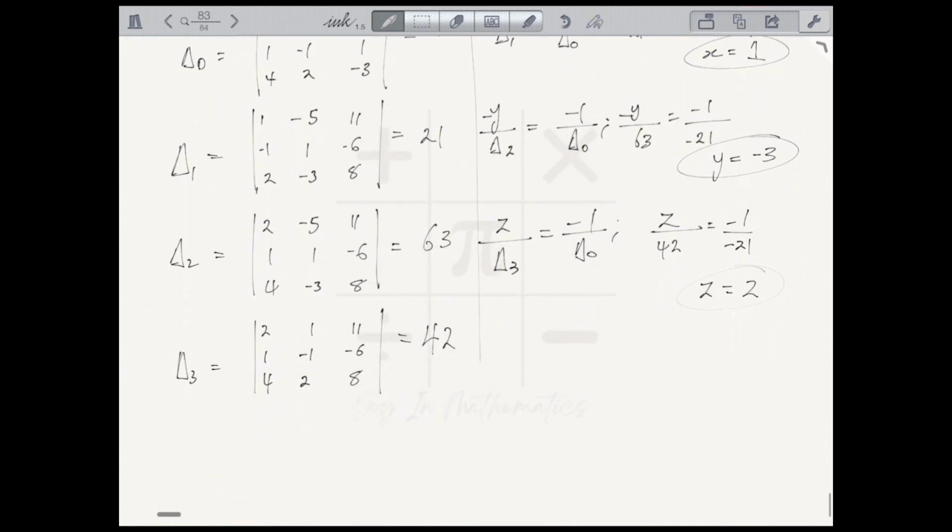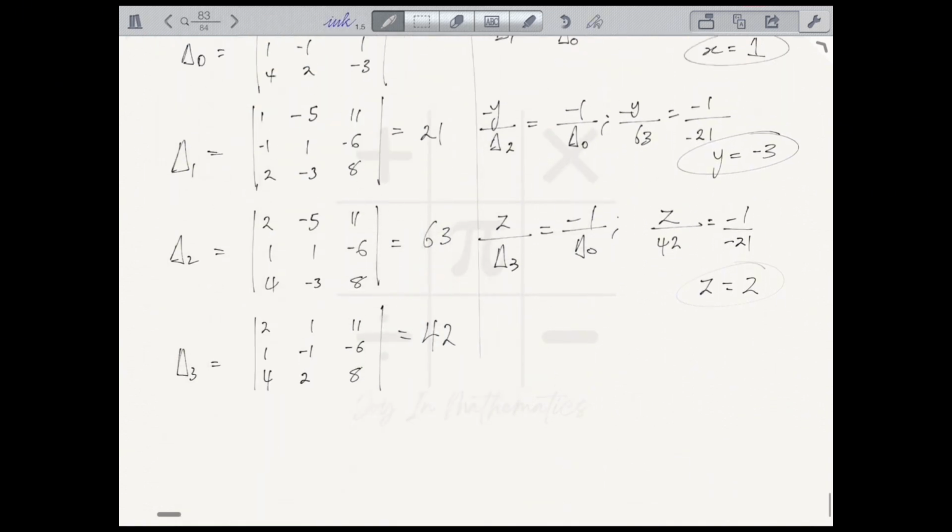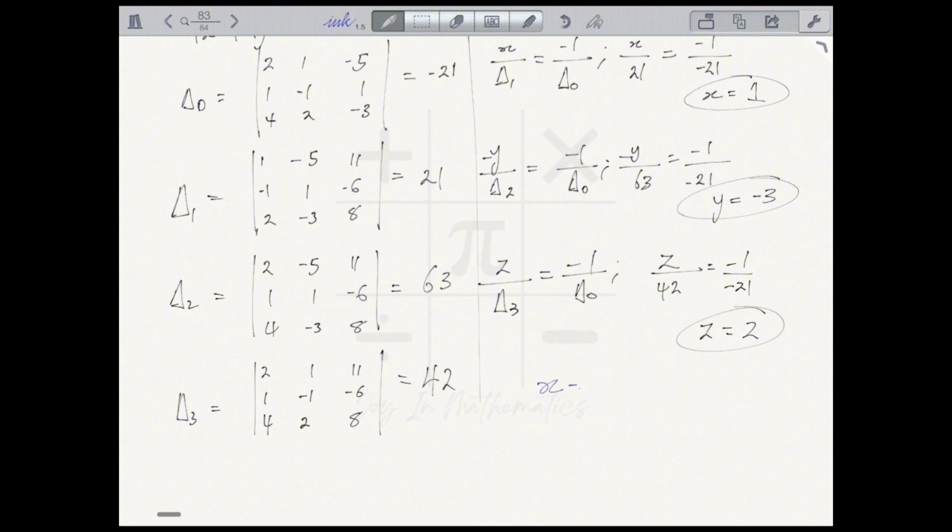So we can come to a conclusion that for the set of simultaneous equations given, x is equal to 1, y is equal to minus 3, and z is equal to 2.